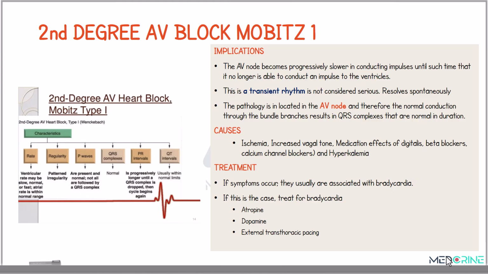It is usually caused by ischemia to the cardiac muscles, an increased vagal tone, or some medications, for example, digitalis, beta blockers, and some cases of hyperkalemia. So whenever you're asked about the consequences of hyperkalemia in patients, we could be able to see a Mobitz 1. When a patient has a second-degree heart block and they are symptomatic, which usually may be associated with bradycardia, we may treat this with atropine or dopamine or external transthoracic pacing.